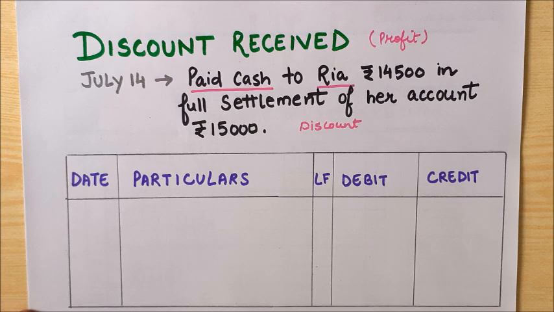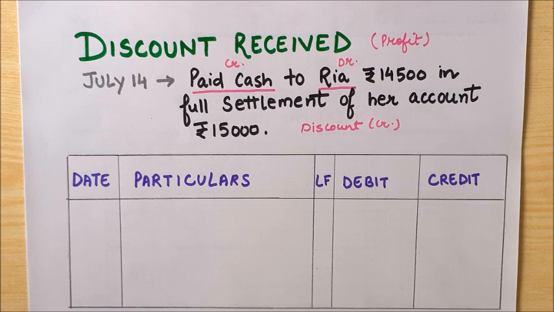So paid cash to Ria 14,500 in full settlement of her account 15,000. You have to pay 15,000, but instead of paying 15,000 you are only paying 14,500. So three accounts involved are cash, Ria and discount. So discount will come on the credit side as it is profit for the organization.